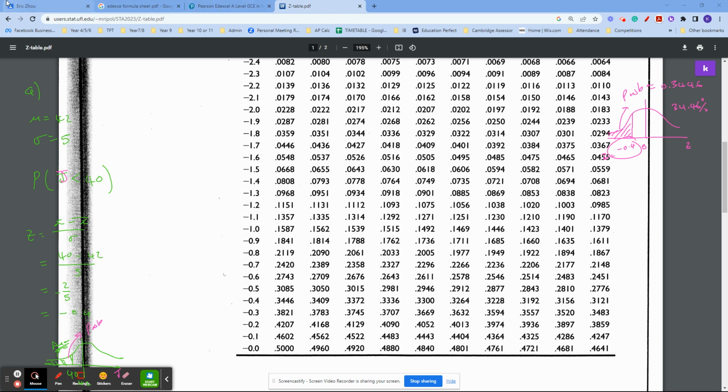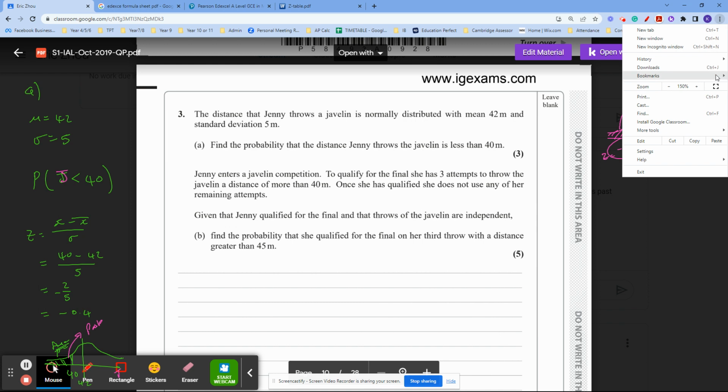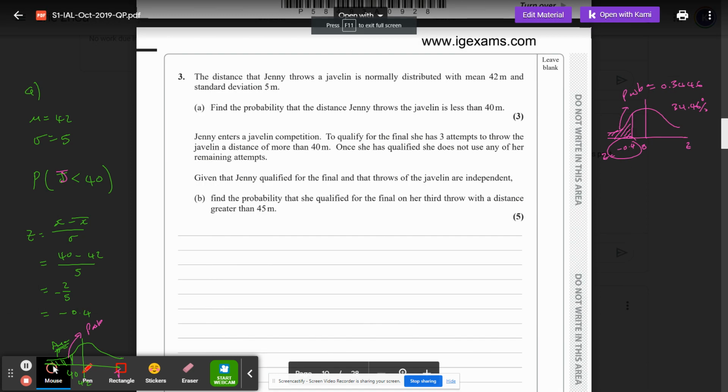I'll go back to the question. We basically have that probability now, which is 34.46%. So the probability that the distance Jenny throws the javelin is less than 40 is going to be 34.46%. All right, so that's what we would put in for A. Let's have a look at B now.